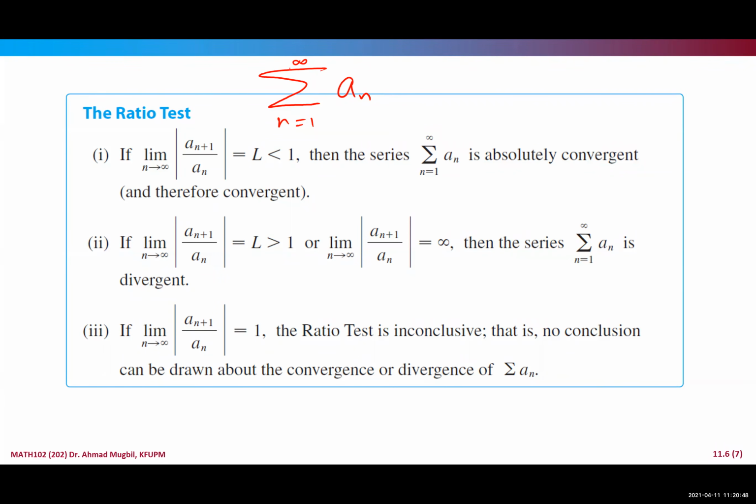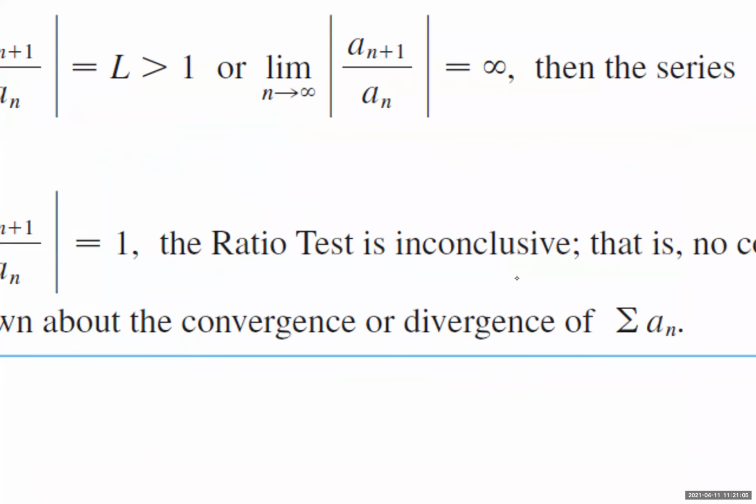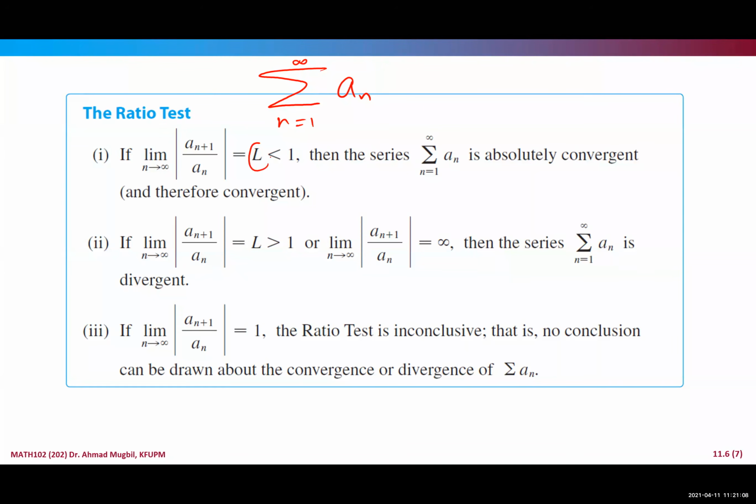you can decide whether it is absolutely convergent, and therefore convergent, or divergent. How? Just take the limit of the absolute value of the ratio between a_(n+1) and a_n. You just replace the nth term n by n plus 1. You will get a number. If this number L is less than 1, then the series is absolutely convergent and of course convergent. If this limit is greater than 1 or infinity, then the series is divergent.